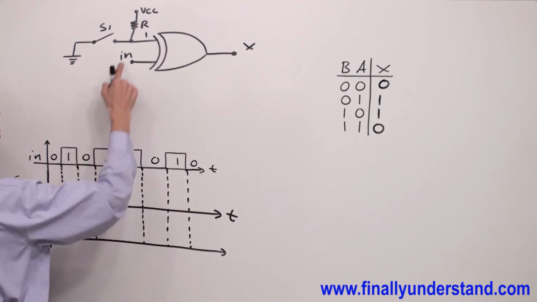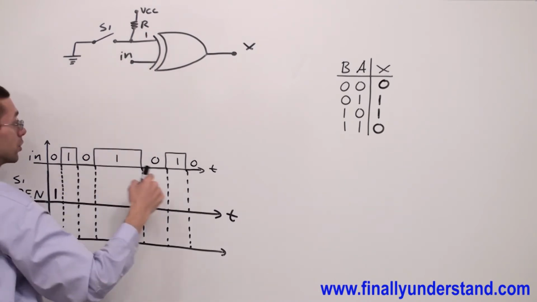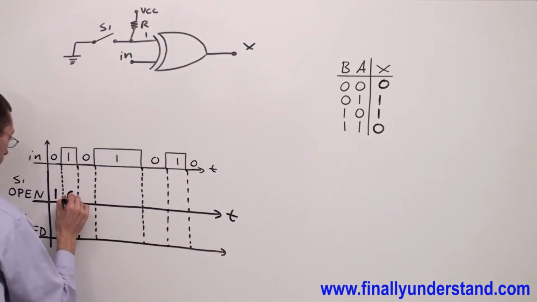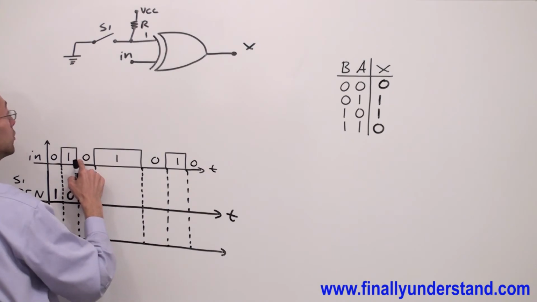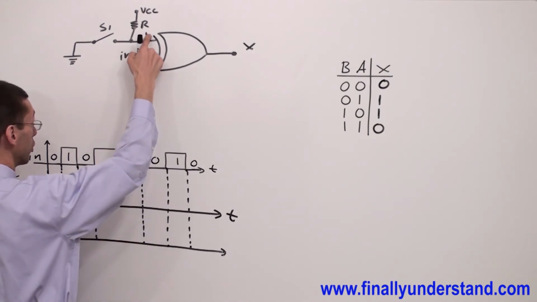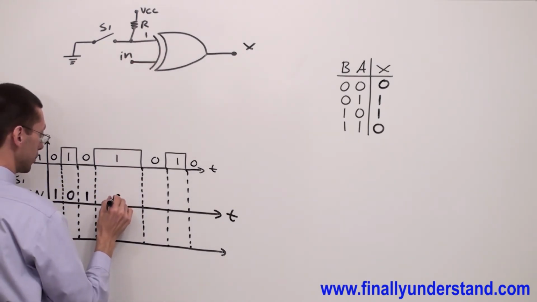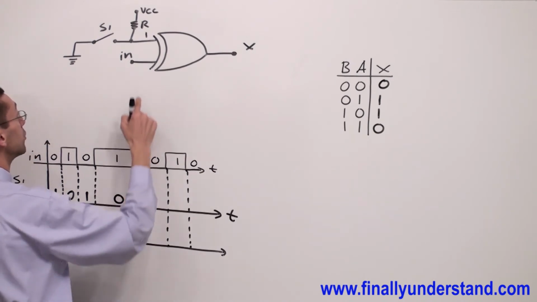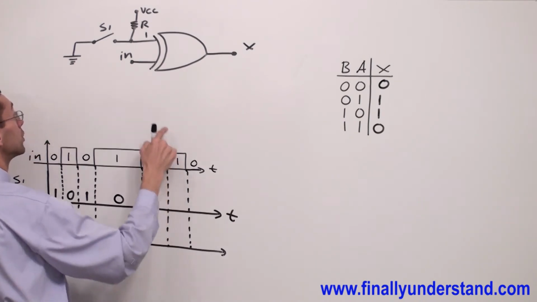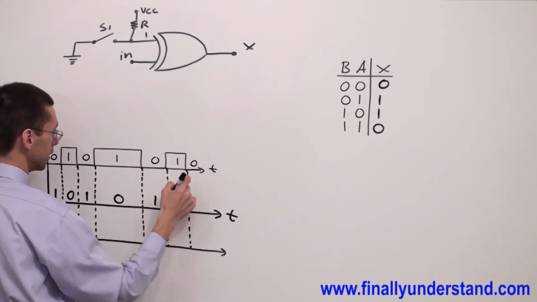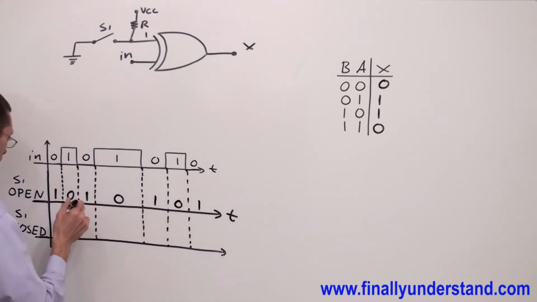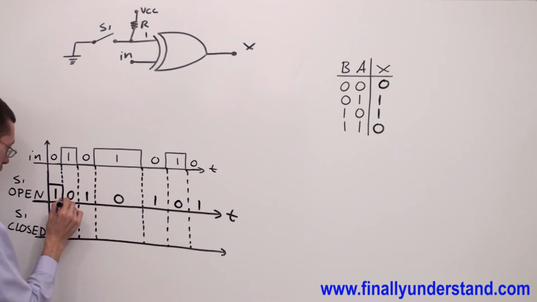1 exclusive OR 1 gives me 0. 0 exclusive OR 1 gives me 1. 1 exclusive OR 1 gives me 0. And I have 0 exclusive OR 1 gives me 1. 1 exclusive OR 1 gives me 0. And I have 0 exclusive OR 1 gives me 1. Okay, so now I can draw the wave.